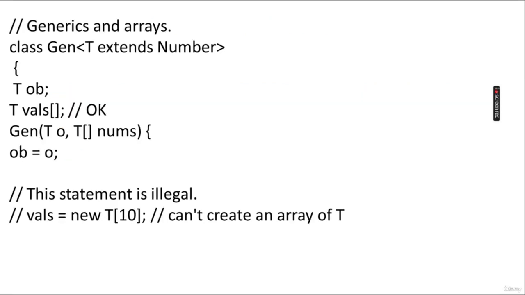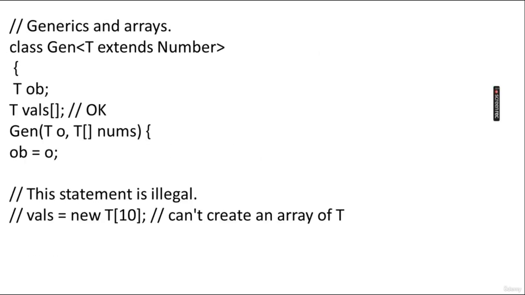Generic<T extends Number>. So T ob is created, T[] vals array is created. So the T vals array declaration is okay. Generic parameterized constructor: Generic(T o, T[] nums) { ob = o; vals = new T[10]; } This statement is illegal, because it cannot create an array of type T.